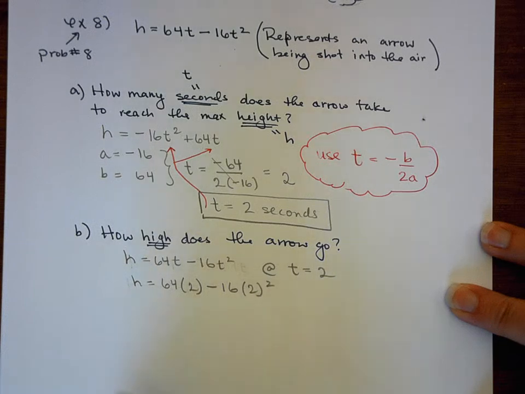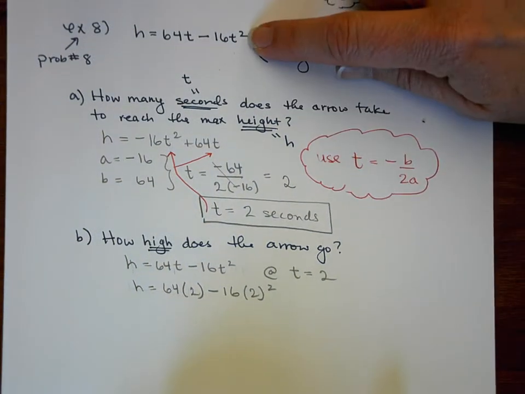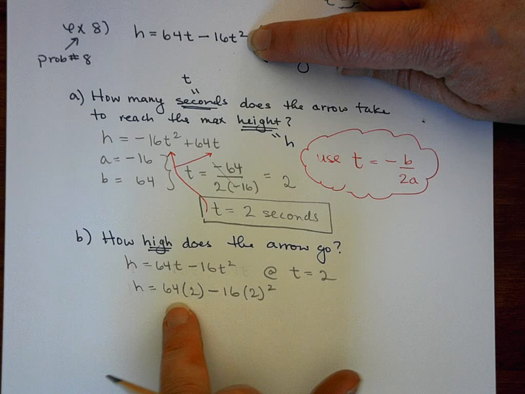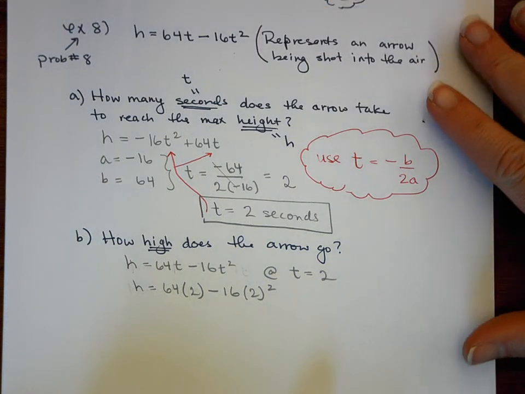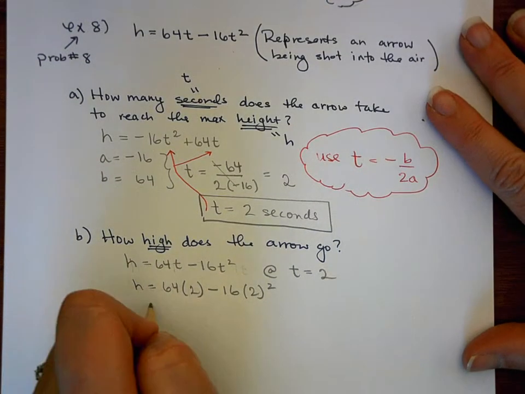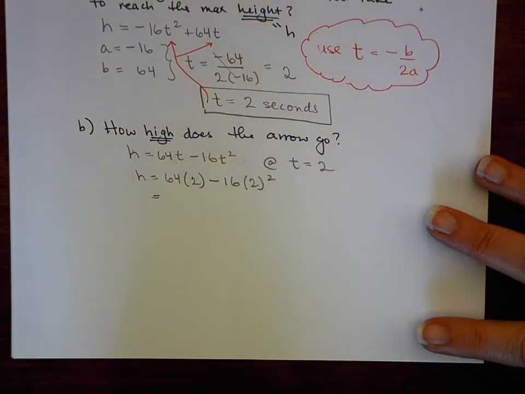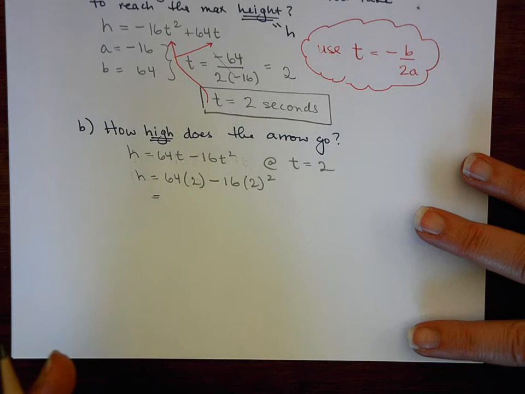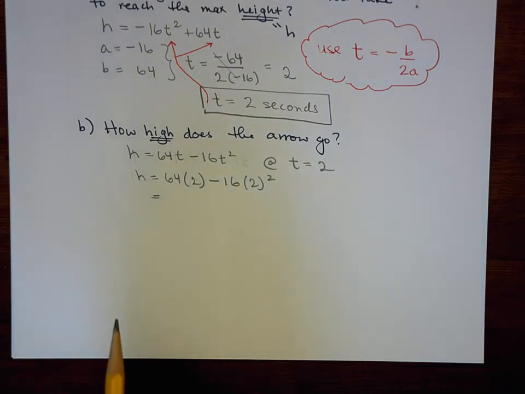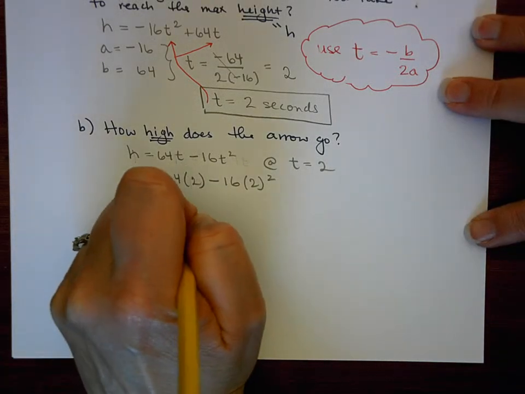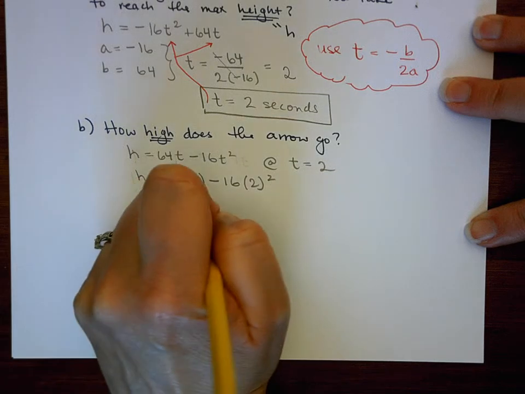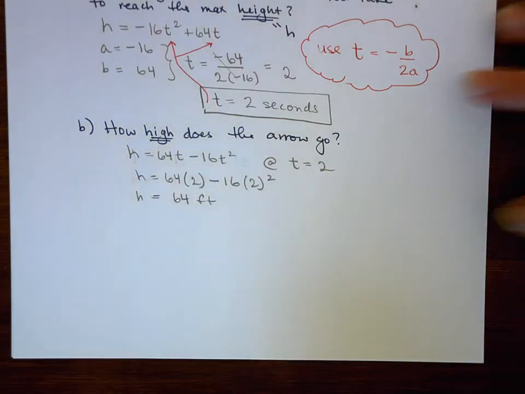So all I did was take the original problem, and I'm going to replace t with 2. And then you guys do that for me and tell me what you get. 64? 64 what? Did I say? I think it was feet. Okay. All right, got it?